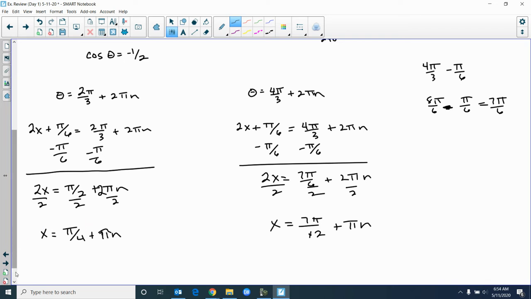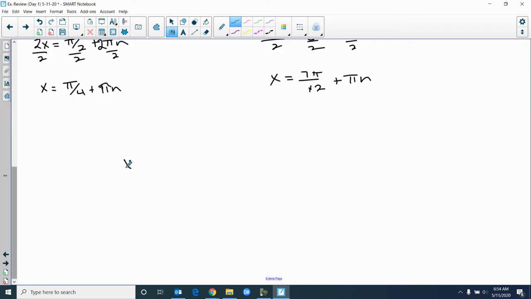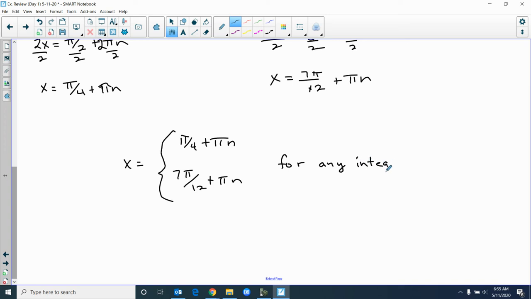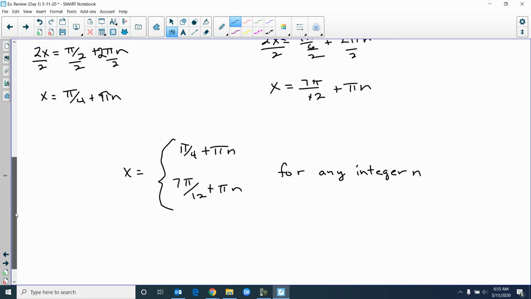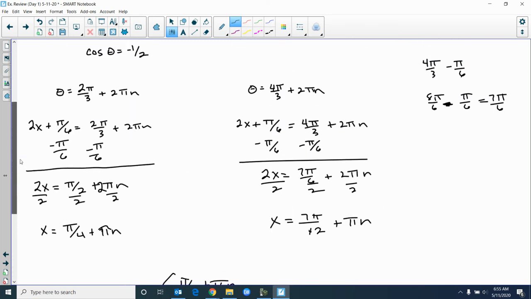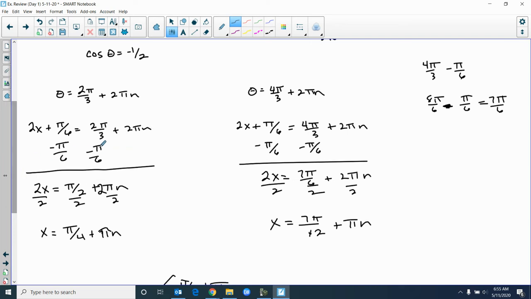Okay. Now you basically got two sets of answers. So x equals pi over 4 plus pi n, and then 7 pi over 12 plus pi n. And we have to put this in here: n can't be any number, it has to be an integer. For any integer n. So that would be our final answer there.